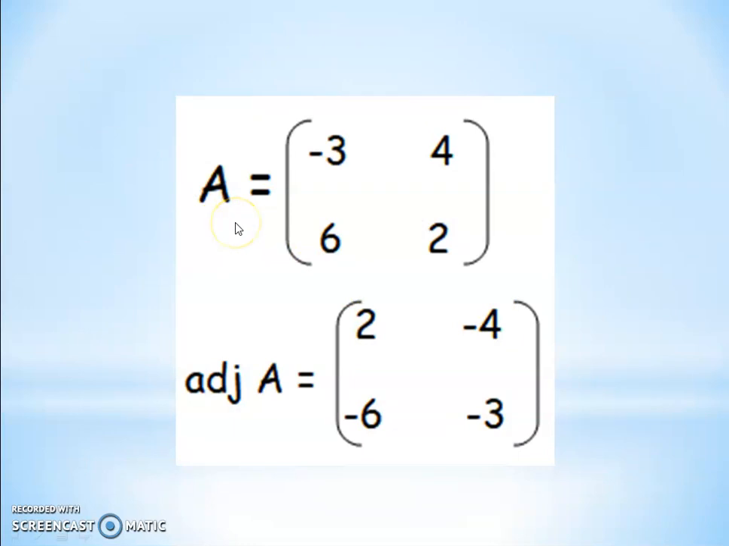Suppose A is given as -3, 4, 6 and 2. So what is the trick? We have to interchange 2 and -3. Yes, right. Instead of -3 we write 2, and instead of 2 we write -3. So I write here: instead of 4 we write -4, and instead of 6 we write -6.